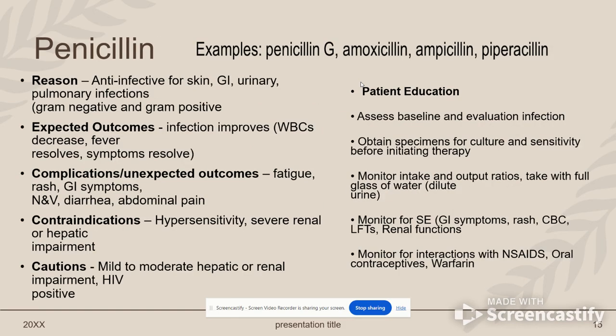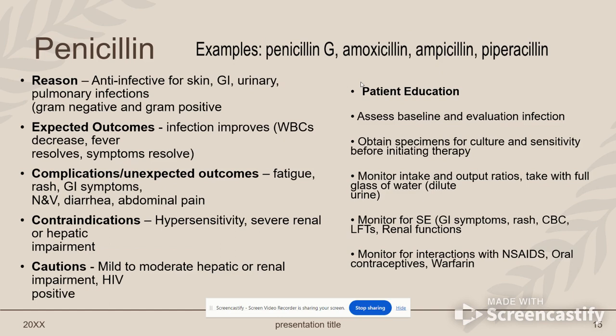So the first, like I said, penicillin is a very common one to treat this type of disorder. Some examples are penicillin G, amoxicillin, ampicillin, and piperacillin. The reason is an anti-infective for skin, can also be used for GI tract infections, urinary tract infections, and some pulmonary infections. Expected outcome: infection improves, white blood cells decrease, fever resolves, symptoms resolve.